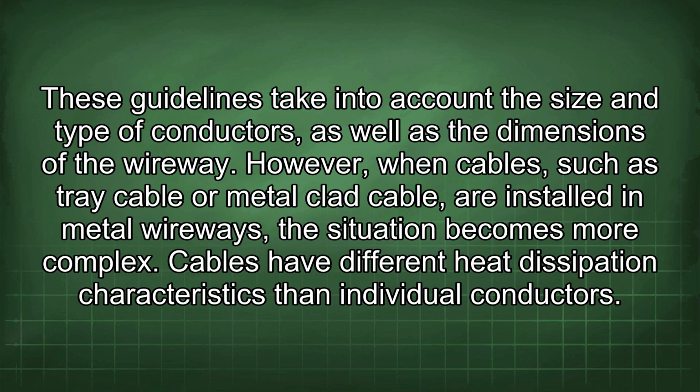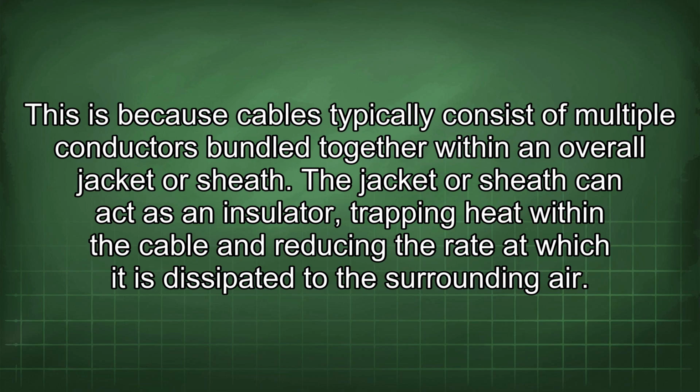However, when cables such as tray cable or metal clad cable are installed in metal wireways, the situation becomes more complex. Cables have different heat dissipation characteristics than individual conductors. This is because cables typically consist of multiple conductors bundled together within an overall jacket or sheath. The jacket or sheath can act as an insulator, trapping heat within the cable and reducing the rate at which it is dissipated to the surrounding air.